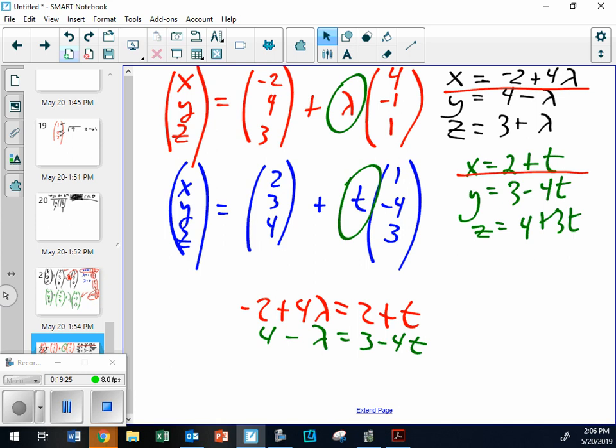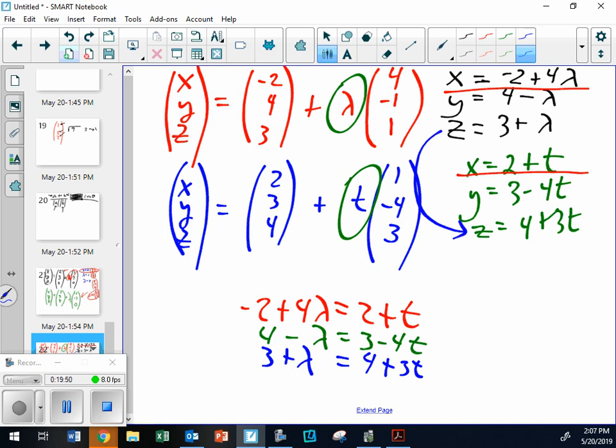2 dimensions can cross and you've got a touching spot. But if the third equation doesn't corroborate it, then you don't really have a 3-dimensional meeting spot. So bottom line, I need all 3 equations. Would you read me the last equation? 3 plus lambda equals 4 plus 3t. And that again came from that equaling that. Very nice. Okay.